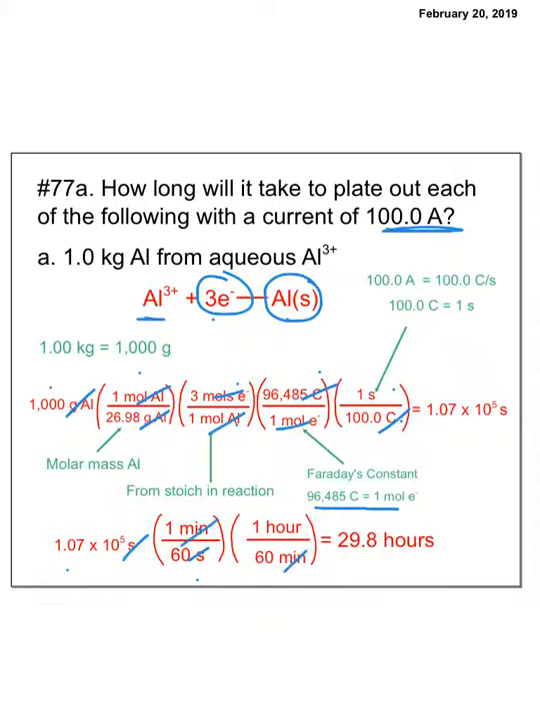Minutes are gone, so now I got my answer in hours, something I can actually kind of conceptualize, 29.8 hours, so about 30 hours. So how long will it take? If I want 1,000 grams or 1 kilogram of aluminum to be made, it's going to take 30 hours with a current of 100 amps to make that.